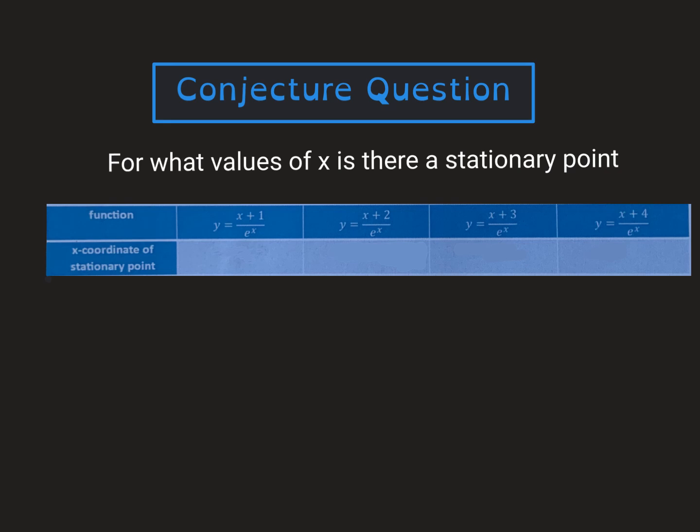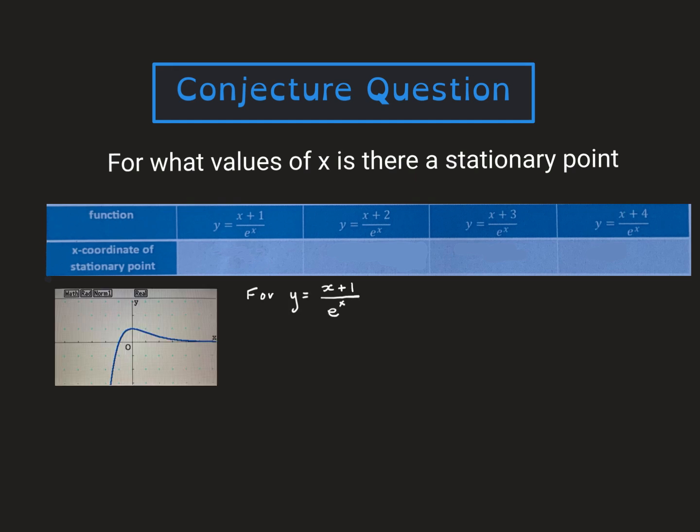This is a typical conjecture question. It says, for what values of x is there a stationary point? In this case, there may be more than one stationary point, and usually you find it by finding the gradient function and finding where the maxima or minima is. But it's not a bad idea to graph it first.